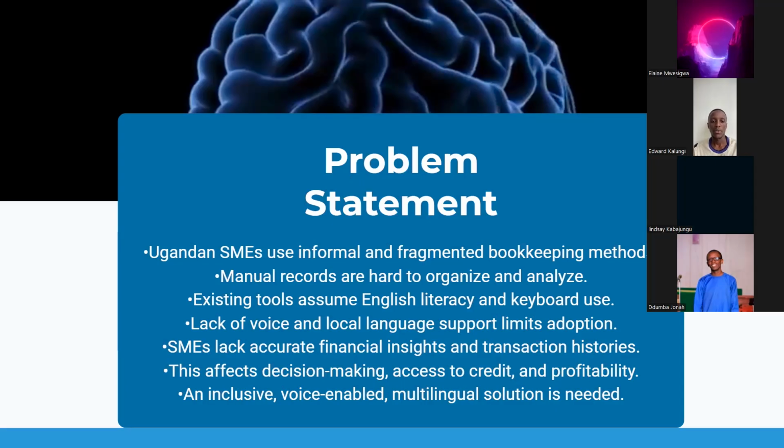SMEs also lack accurate financial insights and transactional history. How they do it is that when you sell something, you give them the cash, they put the cash in a box, and then they write it down on a piece of paper or in a book. And that is how they track the records. Those papers or books can be lost, or you can end up writing a wrong figure, which will make your accounting hectic at the end. So this affects their decision making, access to credit, and profitability. An inclusive voice-enabled multilingual solution is needed for this kind of thing, which takes us to the significance of this project.